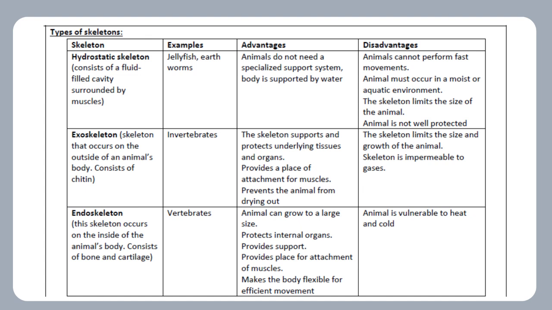Endoskeleton: this skeleton occurs on the inside of the animal's body. Consists of bone and cartilage. Found in vertebrates. Advantages: animal can grow to a large size; protects internal organs; provides support; provides place for attachment of muscles; makes the body flexible for efficient movement. Disadvantage: animal is vulnerable to heat and cold.